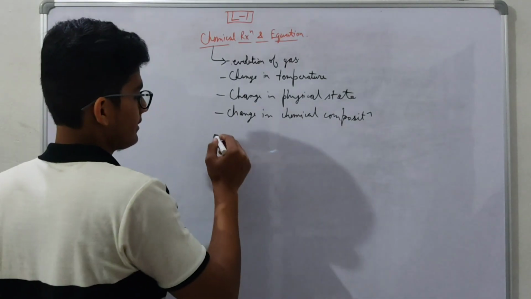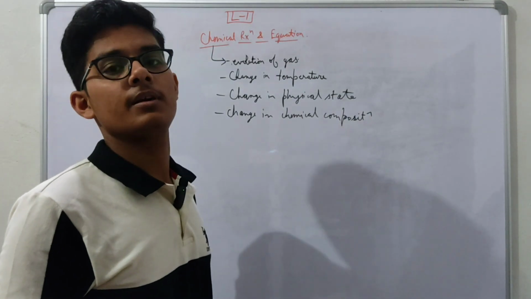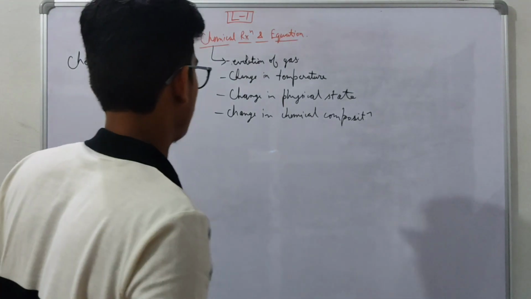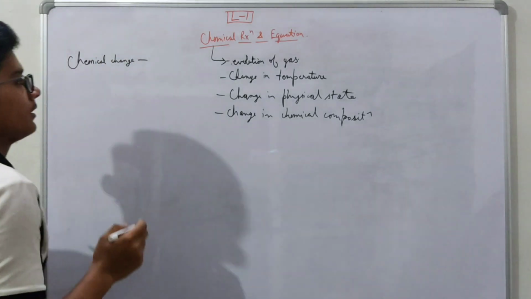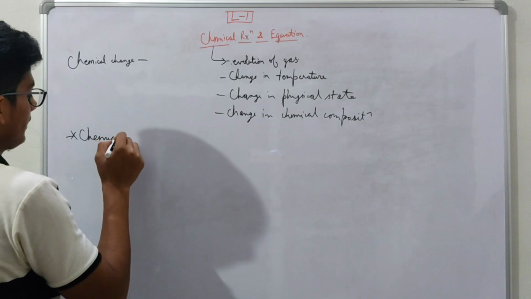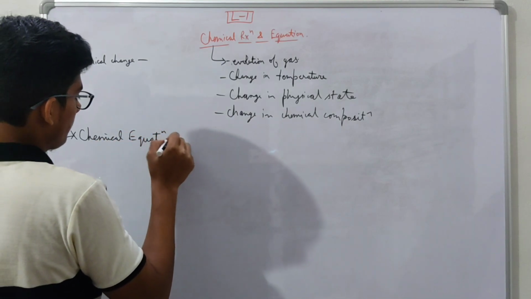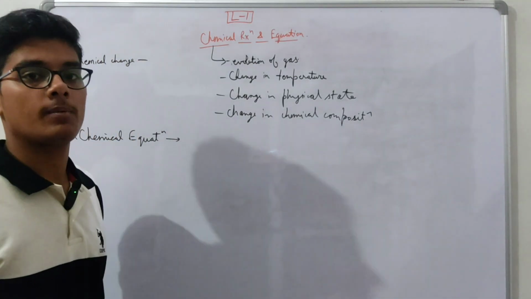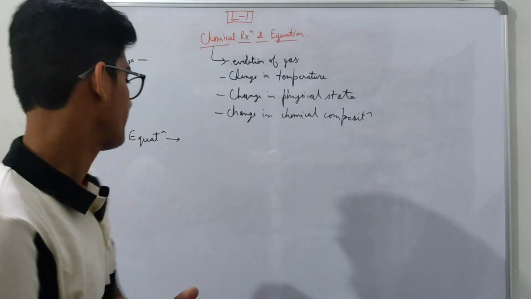Also, a chemical reaction can be irreversible in some cases and reversible in others. I will give you examples further on. After this we have to cover chemical equations. A chemical equation is an equation that shows a chemical reaction in words or in molecular formulas.